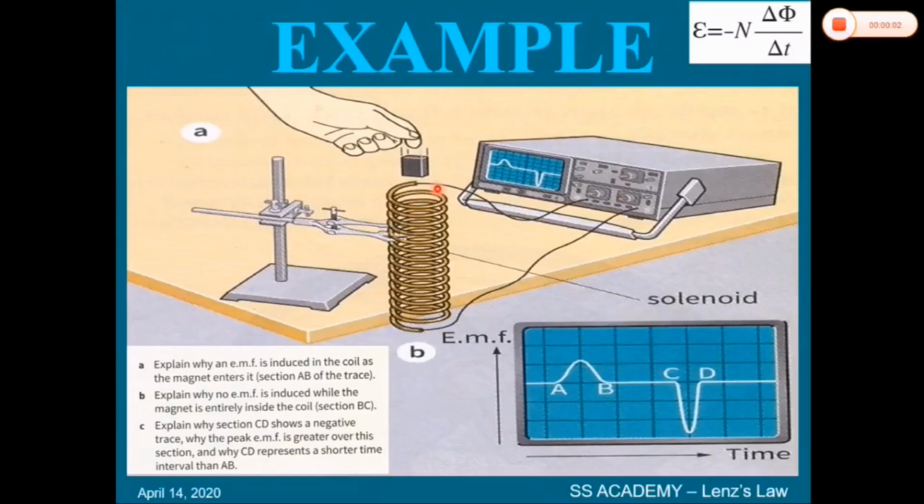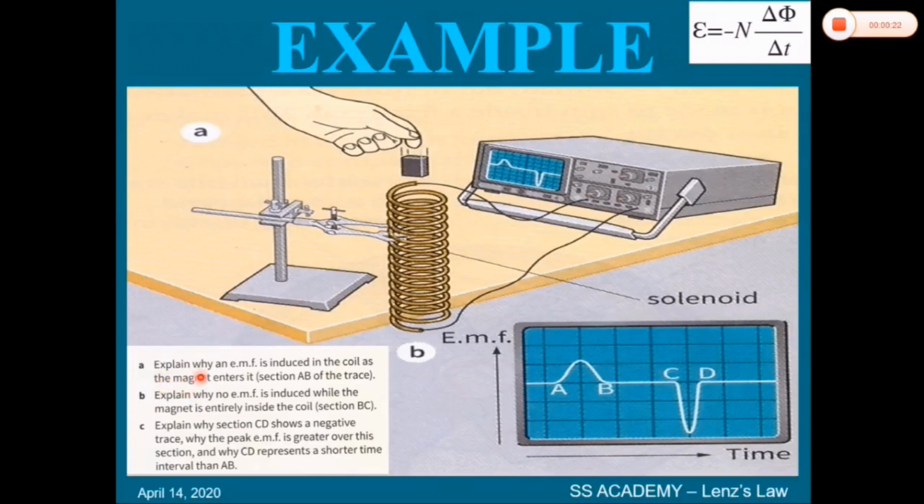A bar magnet is dropped vertically downwards through a long solenoid which is connected to an oscilloscope. The oscilloscope trace shows how the EMF induced in the coil varies as the magnet accelerates downwards. Now there are a few questions and I will explain to you how to answer these questions.